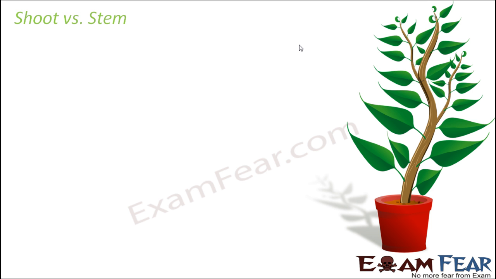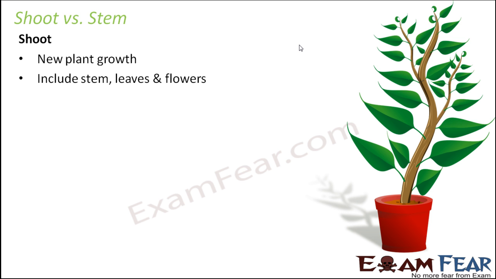Now, a lot of times people get confused between shoot and stem. They feel that shoot and stem are the same thing, but actually they are not. When we talk about shoot, we basically talk about a new plant growth, because the entire plant grows from the shoot. It also includes stem, leaves, flowers. That is what we discussed, right? Root system and shoot system. Shoot is a collective word used for all plant parts which are present above the ground, like stem, leaves and flowers. Whereas stem is only the aerial axis of a grown plant.